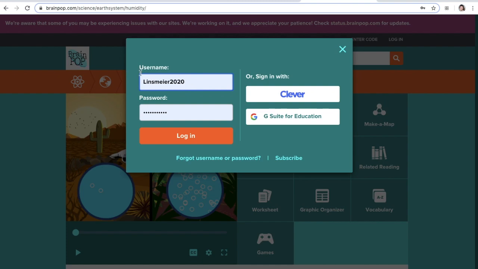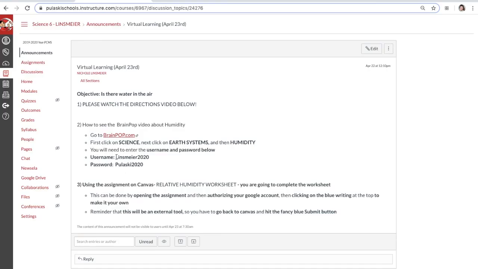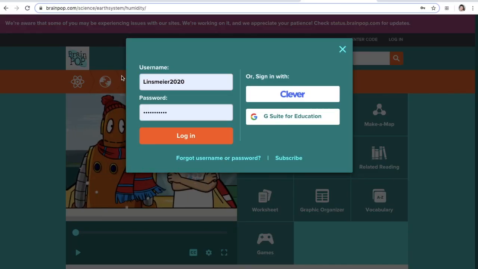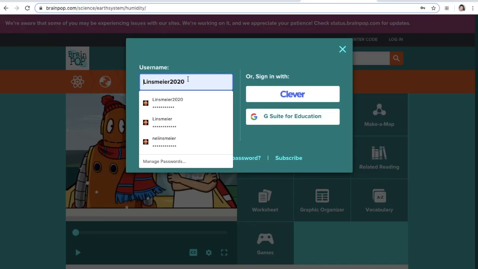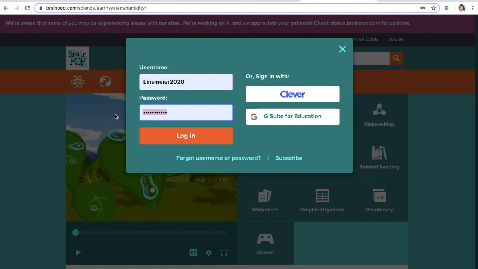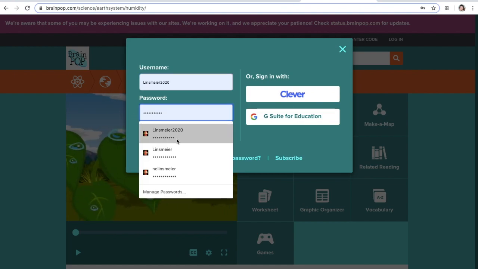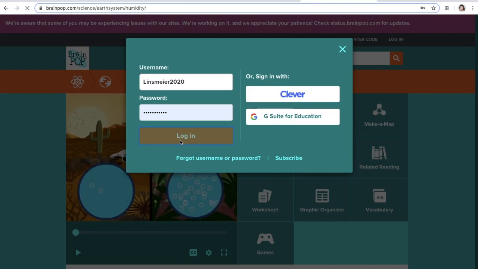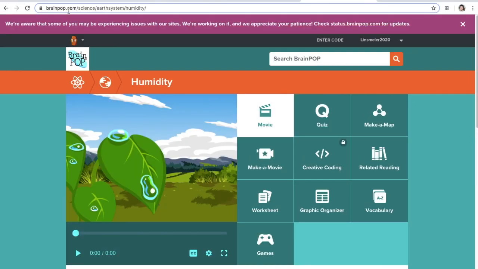So the username is Linsmeyer2020 with a capital L, and the password is Pulaski2020 with a capital P, because those are both proper nouns. Now, if you notice, there are no spaces after the letters either. So I'm going to type in my stuff right now. And then I am logged in.